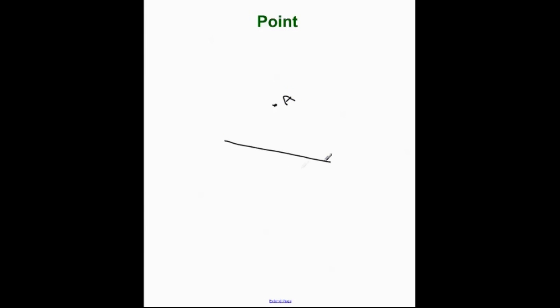Very often when we have two lines intersect, it intersects at a point, and we just label that with a capital letter.